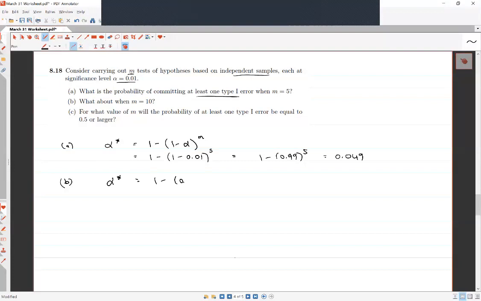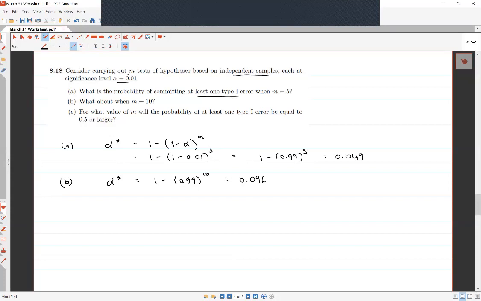So this just changes the value of m, and in this case, if you calculate this, you'll get 0.096. So now we're pretty close to 10%, right? If you were going to do 10 tests that are assumed independent, each one at the 1% level, then overall you now have closer to a 10% chance of at some point making a type 1 error.